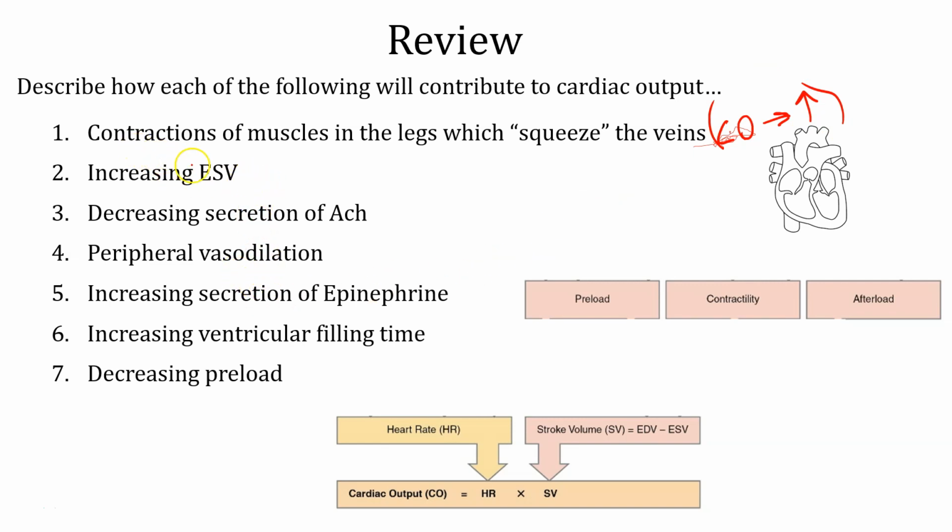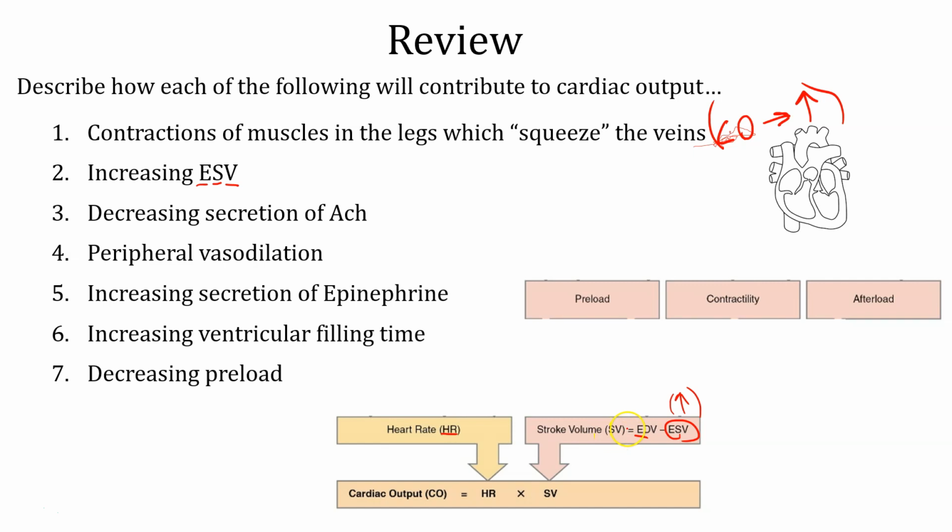Let's try another one. Increasing the end systolic volume. Okay, there's a lot of different things that could increase the end systolic volume, but it's not telling us that. It's just telling us generally end systolic volume has increased. Well, if we hold all of the other factors equal, so we assume that heart rate remains the same, and we assume that end diastolic volume remains the same, if we were to increase the end systolic volume, what effect would that have on the stroke volume?